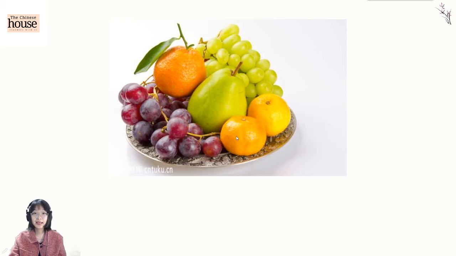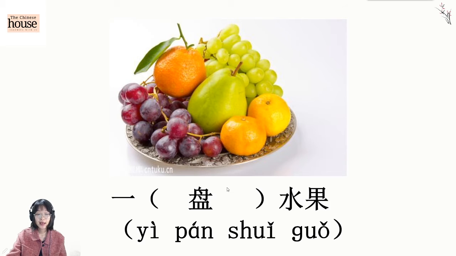And this is a plate of fruit. So we should use plate. 盘. 盘 means plate. 一盘水果. Second tone. 盘. 一盘水果.